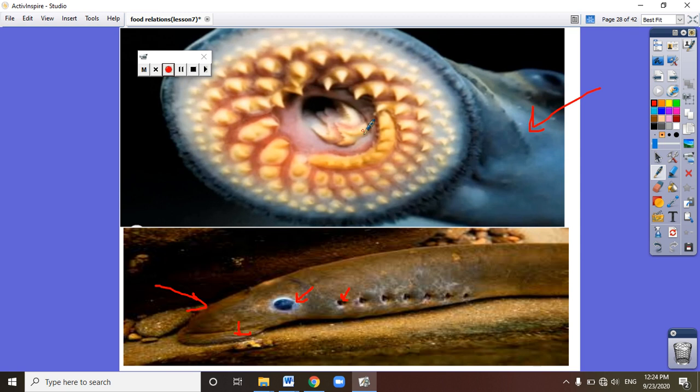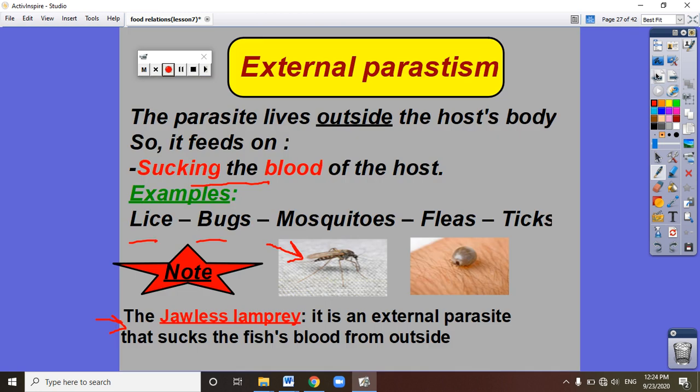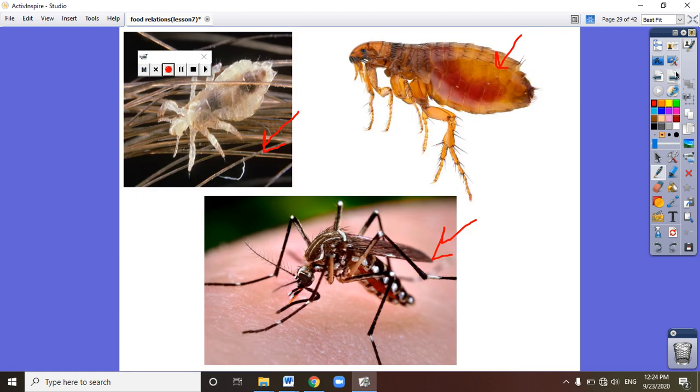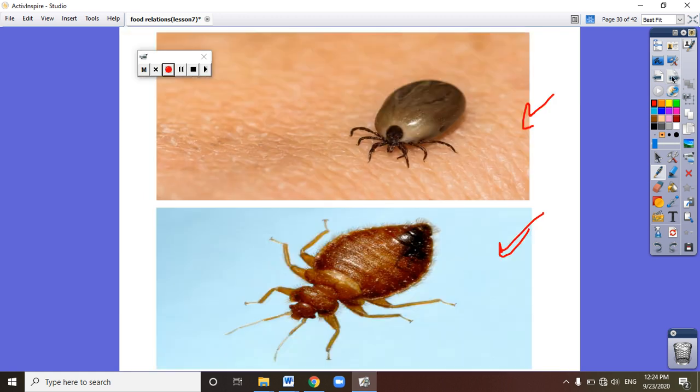The jawless lamprey is an external parasite. It lives on sucking the blood of the fish. So the examples for external parasites: lice, bugs, mosquitoes, flies, ticks, and jawless lamprey. And you must know that the jawless lamprey is an external parasite that sucks the blood of the fish from outside. So we end the types of parasitism, internal and external, and we know the definition and the examples of both of them.